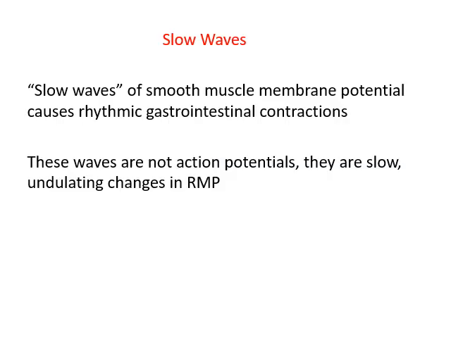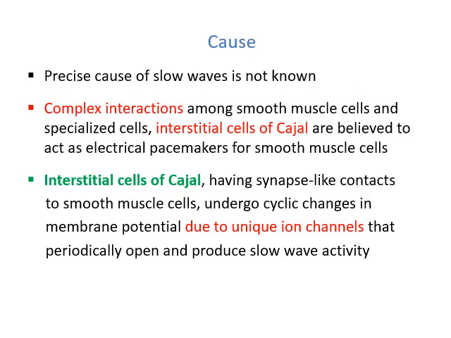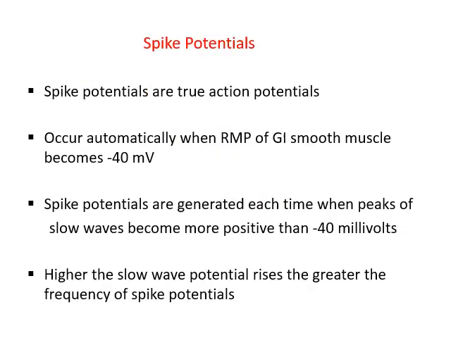So slow waves cause rhythmic gastrointestinal contraction, and these are not action potentials, as you all know. This is because of the special cells of Cajal. They have unique ion channels that produce these. Now, spike potentials, I told you these are the true action potentials, and these spike potentials are generated each time the peak of the slow wave goes above minus 40 millivolts.